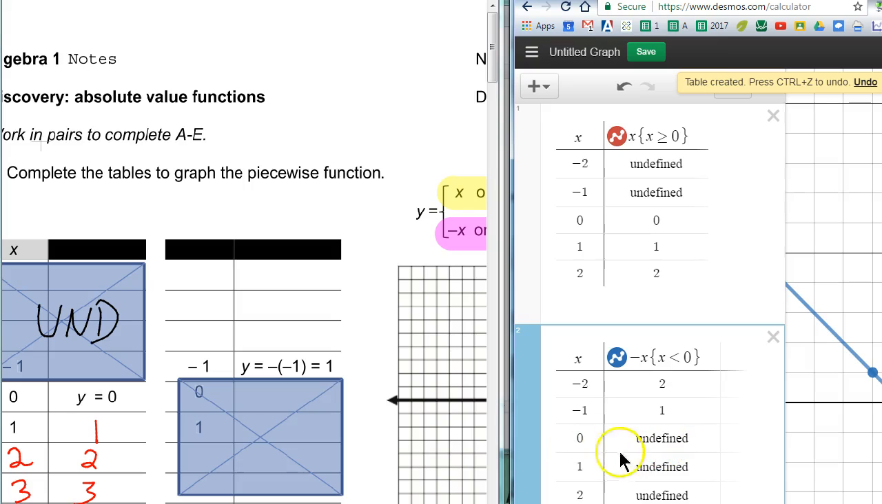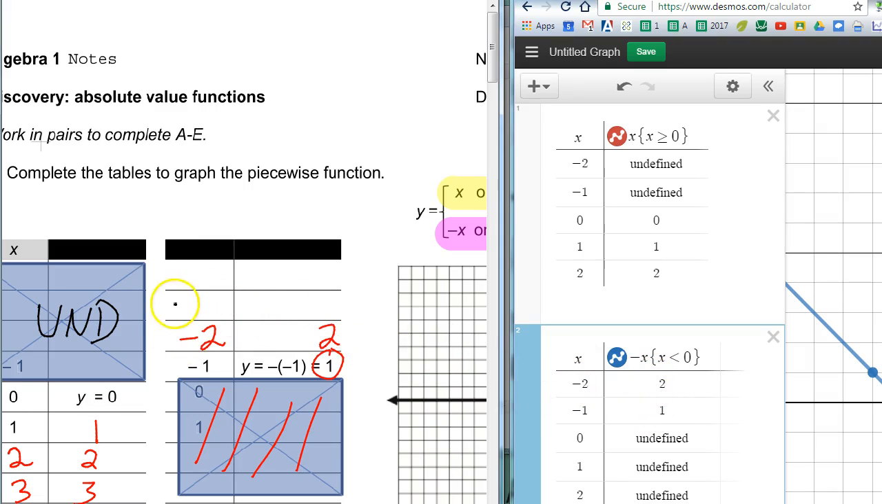There we go. It's undefined for these values because we're only looking at when x is less than 0. So it doesn't even plug in 0, 1, 2 because we said only look at less than 0. But for -1, we get an answer of 1. For -2, we get an answer of +2. And you can continue the pattern without having the table do it for you.